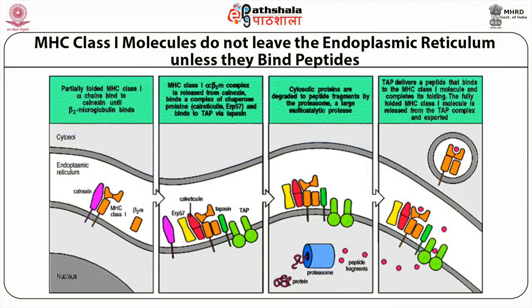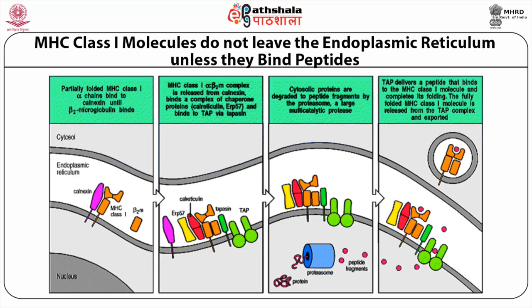MHC class I molecules have a residence time in the endoplasmic reticulum and wait there till they bind antigenic peptides. The formation of the MHC molecule peptide complex involves the binding of the alpha chain of the MHC molecule with beta 2 microglobulin, and this is followed by binding of the peptide. Initially, MHC molecules are in a partially folded state. The formation of the complex also requires a few accessory chaperone proteins. The formation of the peptide complex releases the MHC class I molecule from the endoplasmic reticulum to start its journey to the cell surface.